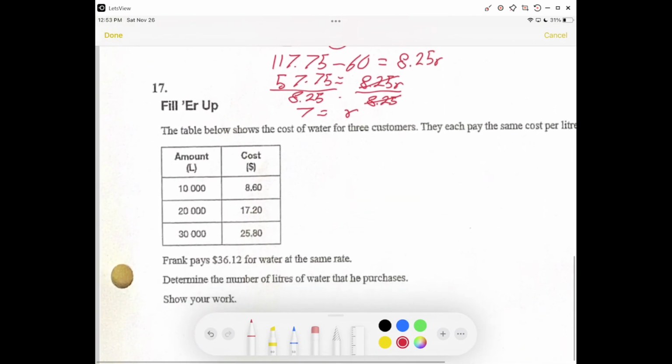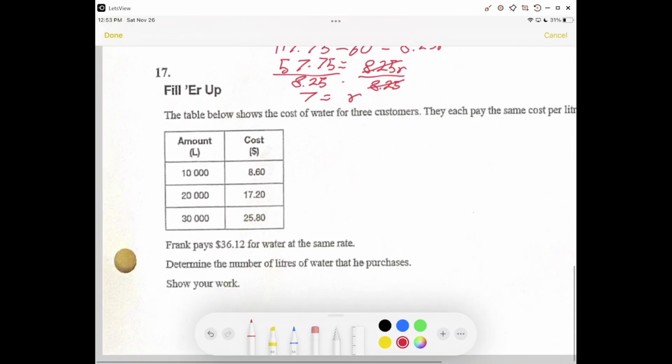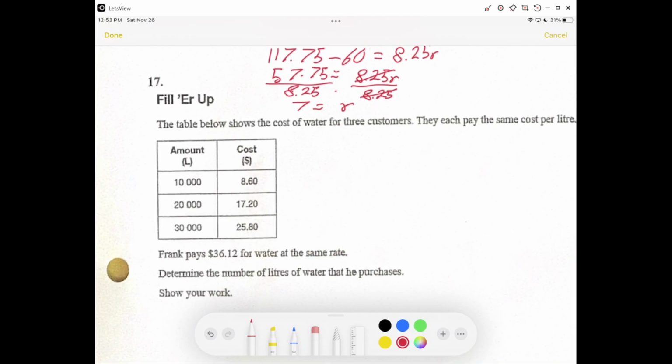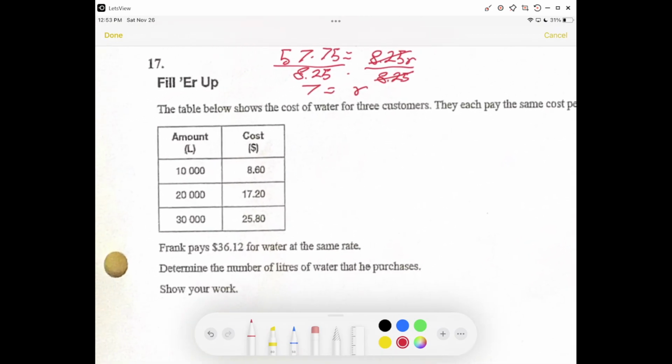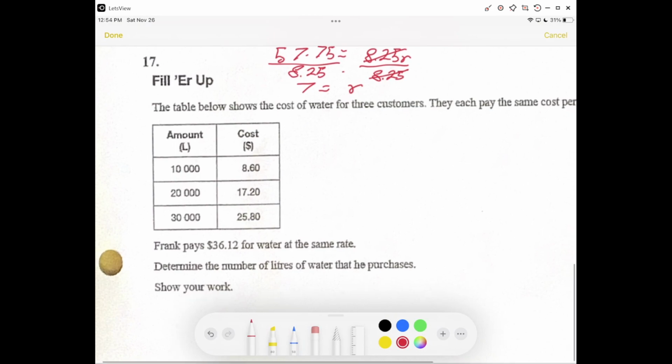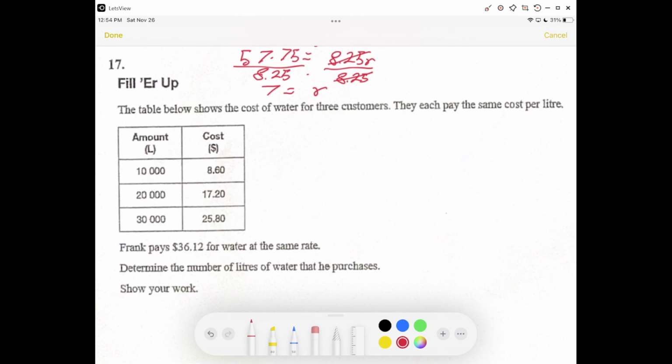Let's move on to question number 17, sorry. The table below shows the cost of water for 3 customers. They each pay the same cost per liter. Frank pays $36.12 for water at the same rate. Determine the number of liters of water that he purchases. Show your work. So, let's write down our units. So it's liters and dollars, right? So liters and cost.